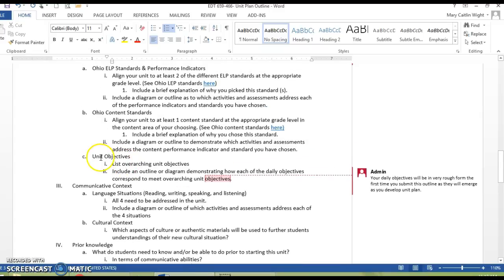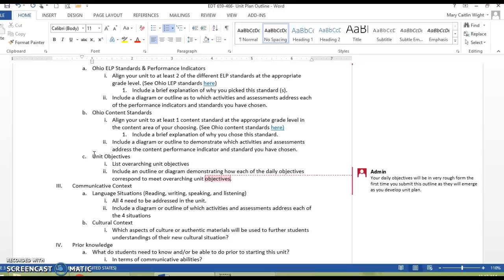And now we go back to our unit objectives. What will students be able to do by the end of this unit plan? So students will be able to identify different causes of changes in Earth's surface. Students will be able to present information about different physical features of the Earth's surface.